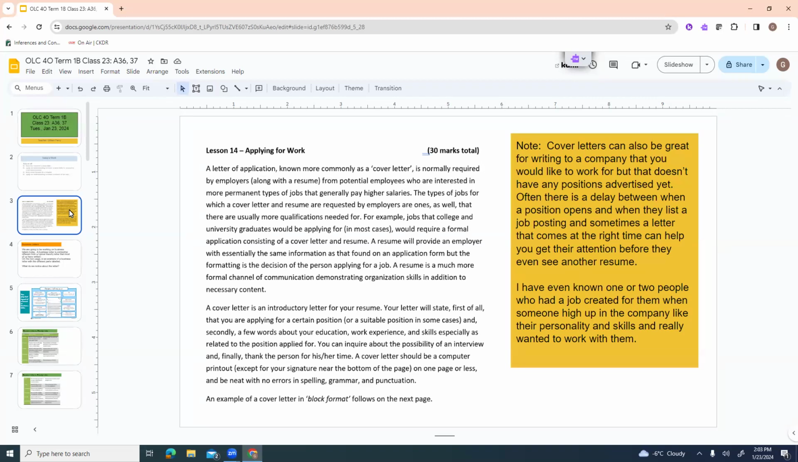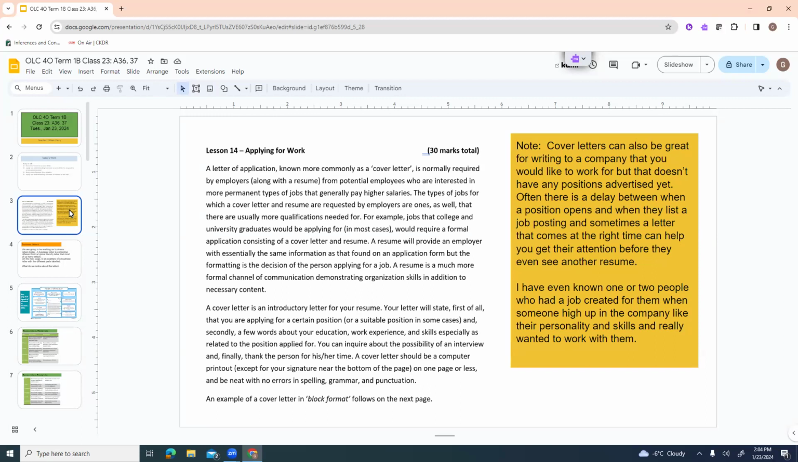A cover letter should be on a computer printout, except for your signature near the bottom of the page, on one page or less. It should be neat with no errors in spelling, grammar, or punctuation. Shortly, there's going to be a cover letter, not actually the next slide, but we'll show you that in a minute.